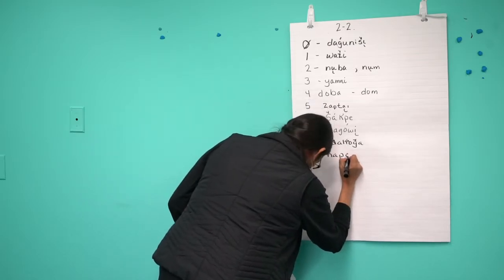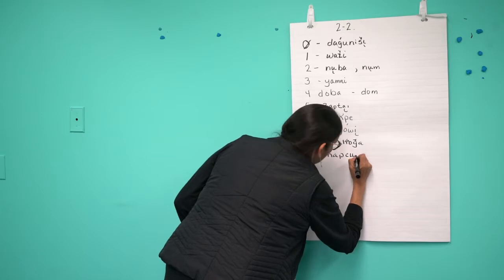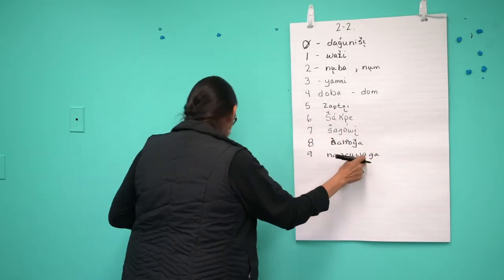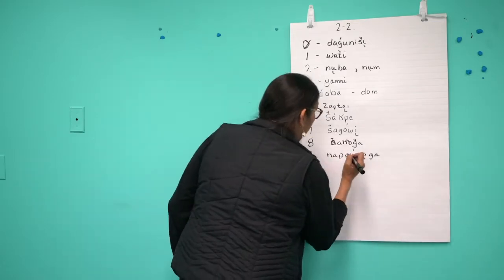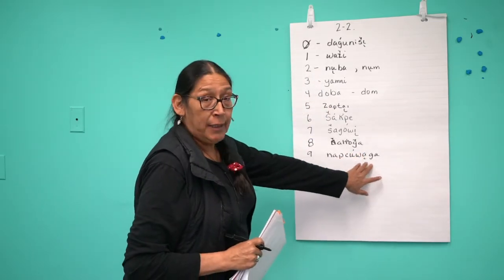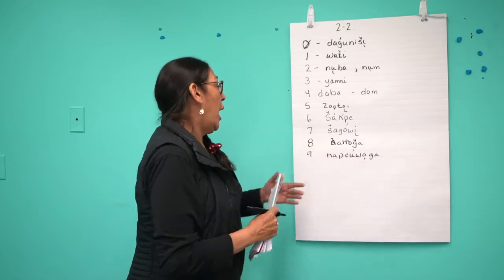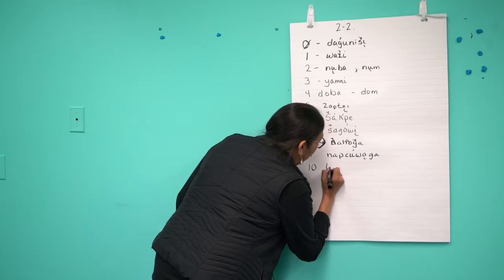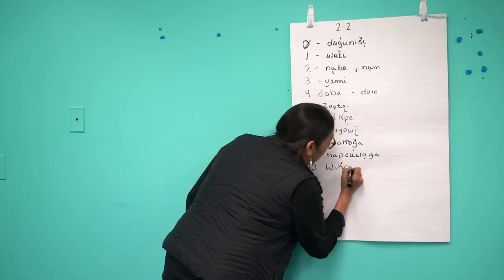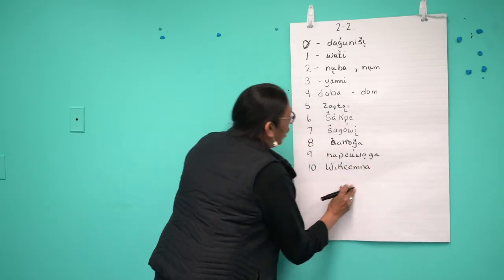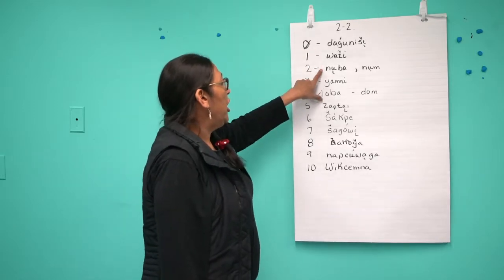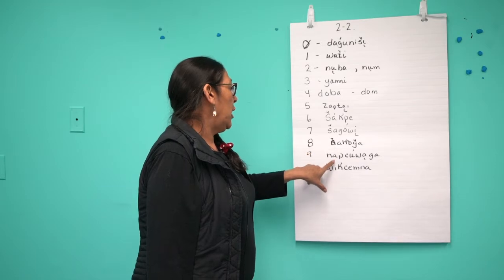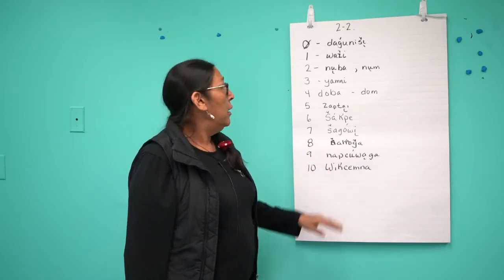Now we're going to napjuang. Napchu, that's nasalized. Accenting my second syllable, napjuwanga. 9. And then finally, to our 10, wikjemna. And that is your 10. Dagunish, waji, nom, yamni, dob, zapta, shakpe, shagowi, shaknocha, napjuwang, wikjemna.